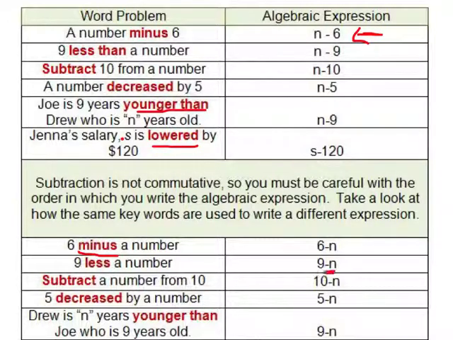9 less a number. Now notice that this does not say less than. If it said less than, then we would put n minus 9. It says 9 less a number, so it would be 9 minus n. Subtract a number from 10. 5 is decreased by a number. Drew is n years younger than Joe, who is 9 years old. So you have 9, and then younger than Drew would be minus n.